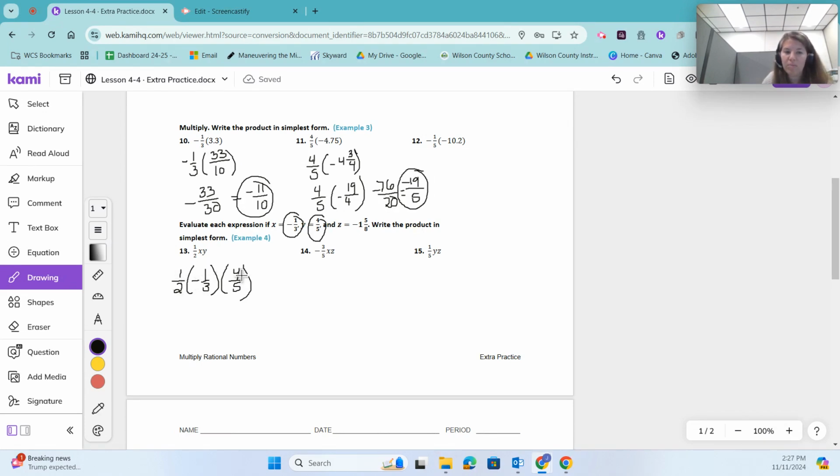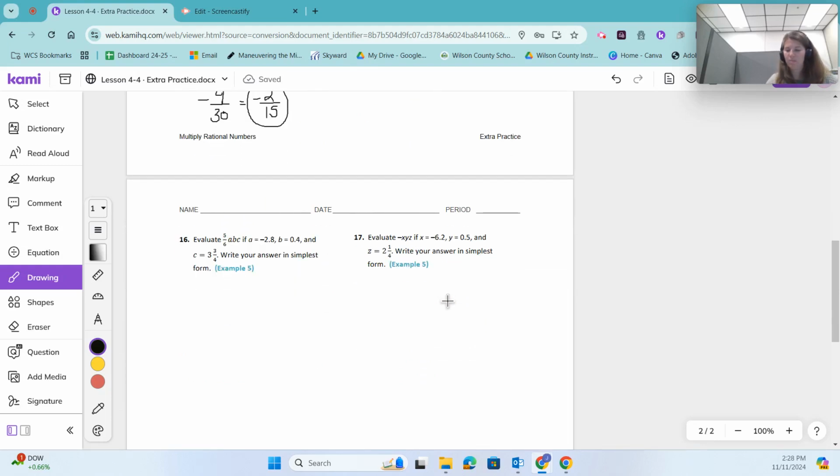So again, still multiply across the top, multiply across the bottom. 1 times 1 is 1, times 4 is 4, 2 times 3 is 6, 6 times 5 is 30. This does simplify to 2/15. Now let's pay attention to our signs. We have positive times a negative is a negative. A negative times a positive is a negative. So this is going to be negative 2/15. All right, and you can try 14 and 15 on your own.